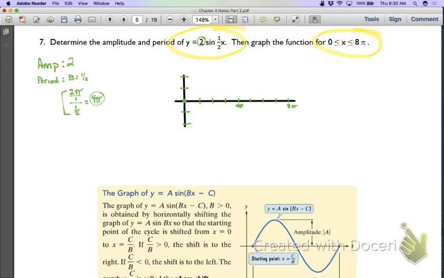So if a full period is at 4 pi, where are my reference points going to be? It starts at 0, 0. Where's one full period going to end? 4 pi. Okay? Whatever number this is right here, that's where your period's going to end. Does that make sense? So it's going to end at 4 pi, and it's also going to end at 8 pi.